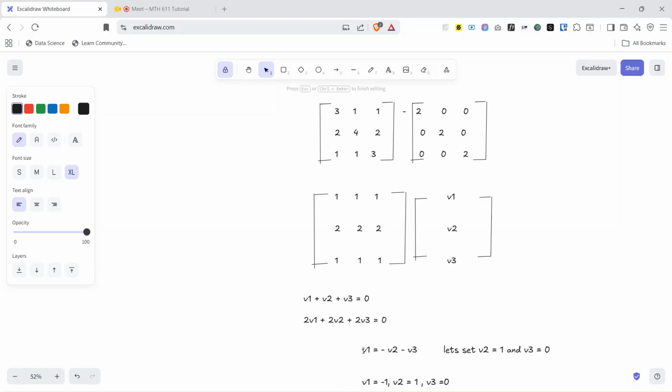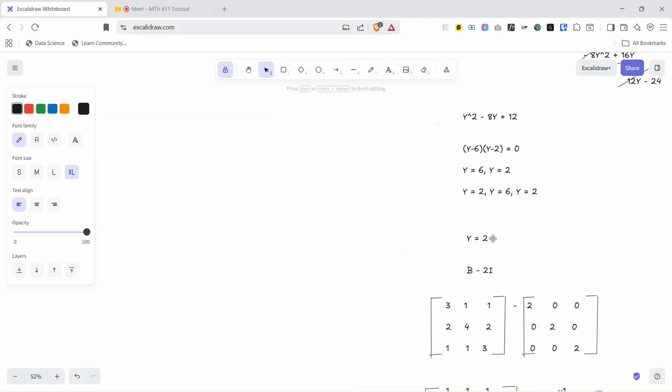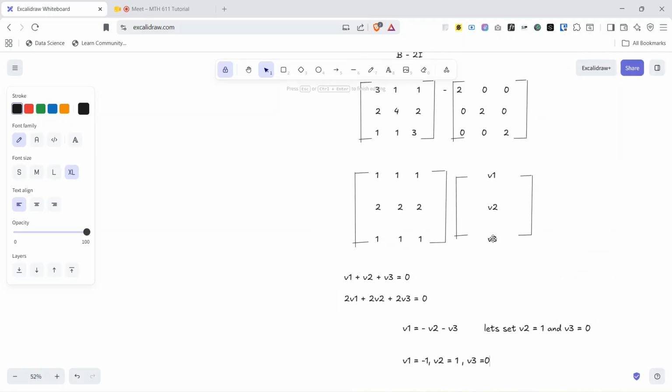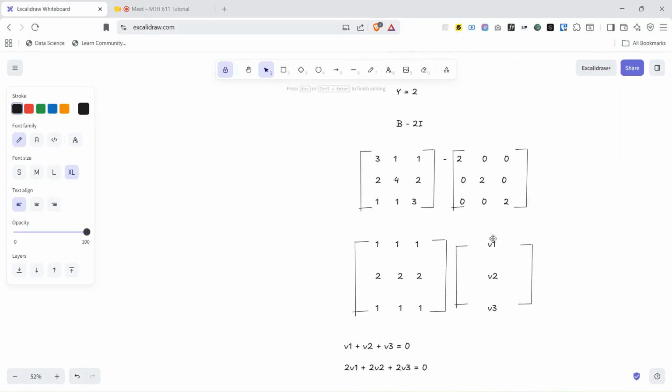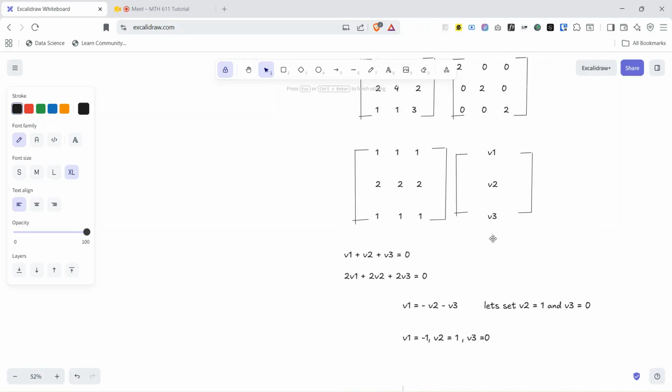So that's for the first one. Then we do the same thing for when lambda is 2. We do the same thing for when lambda is 6. When lambda is 6, yes, we do the same process.